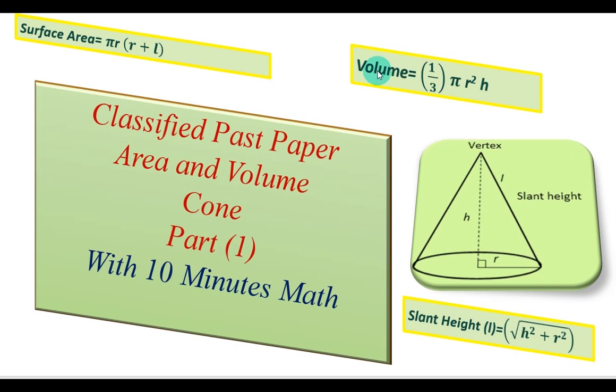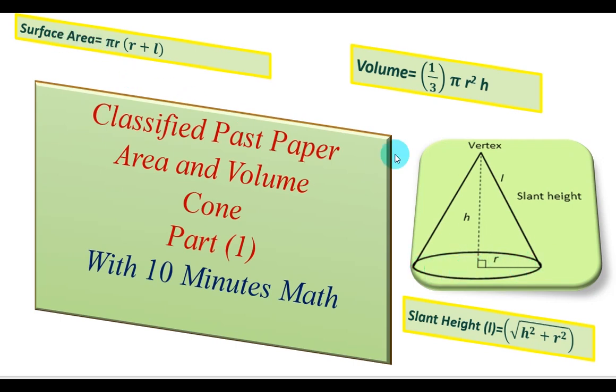The volume of the cone is 1 over 3 pi R squared H. R again is the radius of the bottom circle, and H is the height of the cone. The slant height, which is this length, is equal to the square root of h squared plus r squared. H is the height of the cone and r is the radius of the bottom circle.